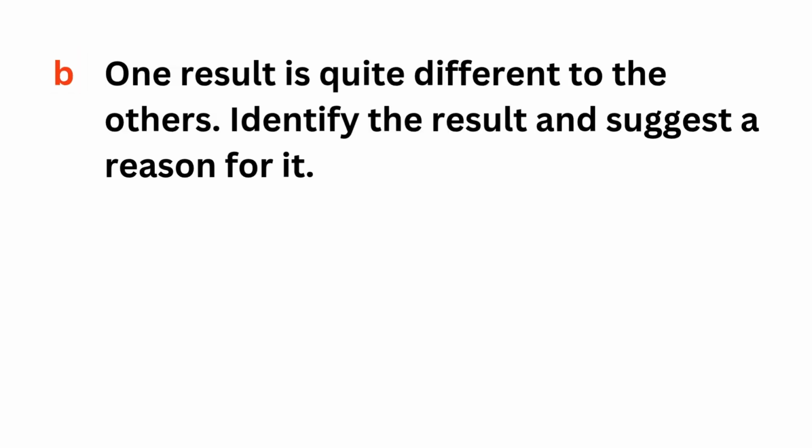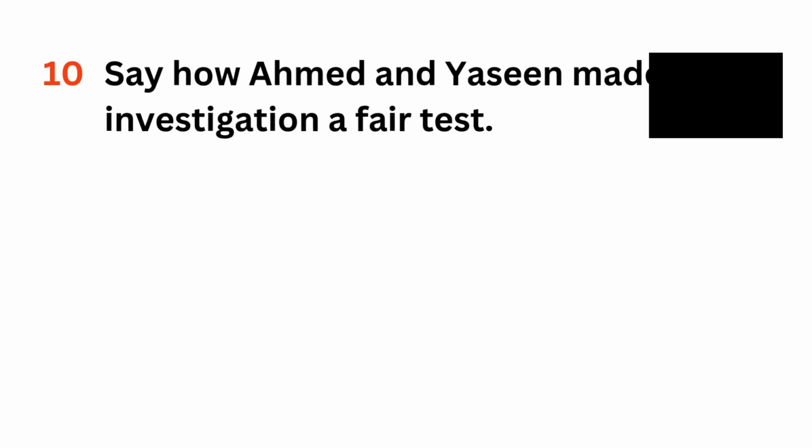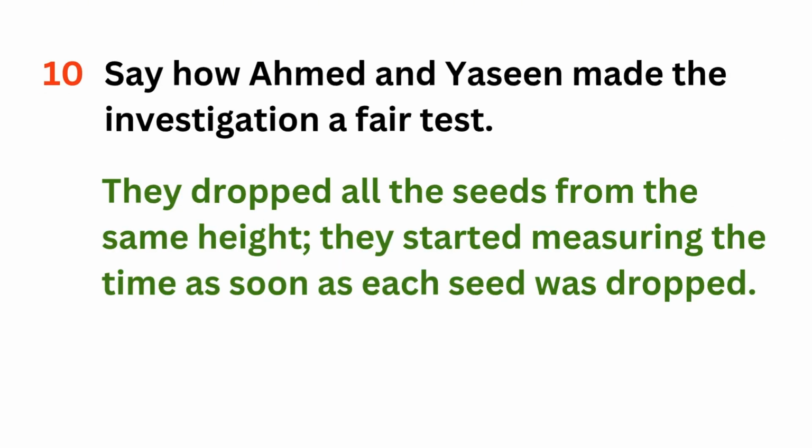Question b. One result is quite different to the others. Identify the result and suggest a reason for it. Reading 3 for seed Reed. They did not start measuring the time as soon as the seed was dropped, or they dropped the seed from a lower height than for the other readings. Question 10. Say how Ahmed and Yasin made the investigation a fair test. They dropped all the seeds from the same height, or they started measuring the time as soon as each seed was dropped.